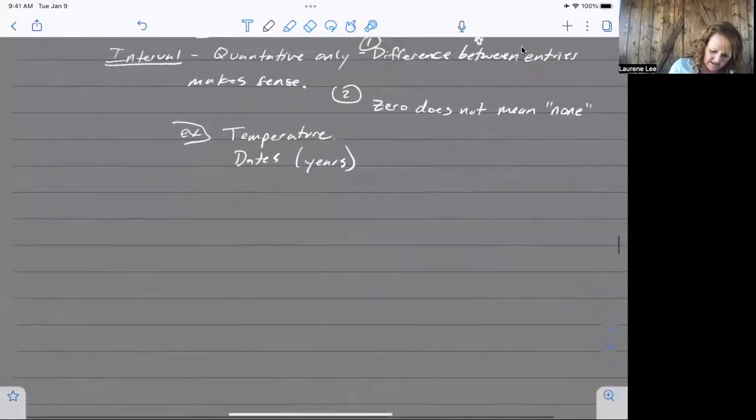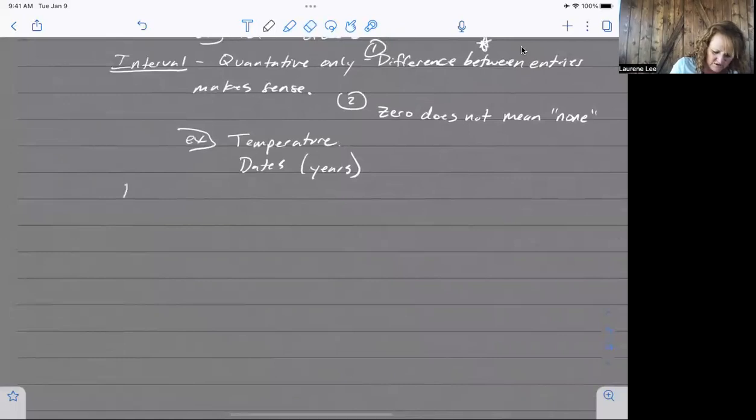All right, and then the last one is ratio. Now, ratio, 9 times out of 10, if you get a number data, it's going to be ratio. So if you have to guess, you guess ratio. Okay, it's more limited amounts of data that are in the interval classification. A ratio is also quantitative only.